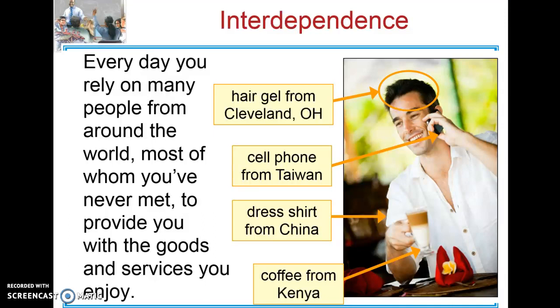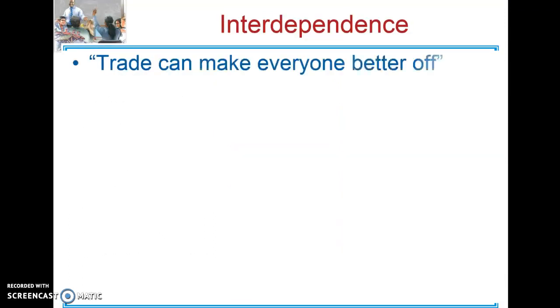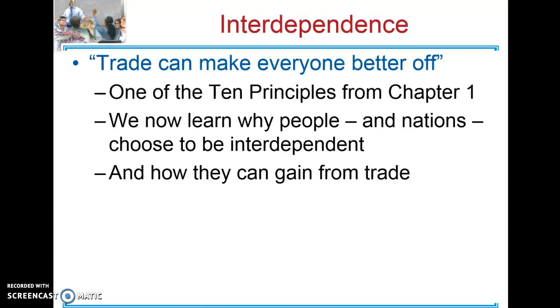Every day we rely on trade from all over the world. From chapter 1, one of our first principles said that trade can make everyone better off. So in this chapter, we're going to learn exactly how trade can make us better off.